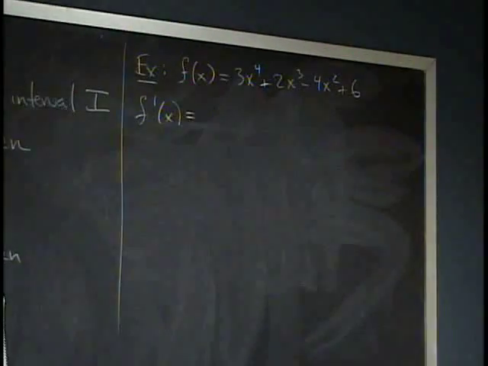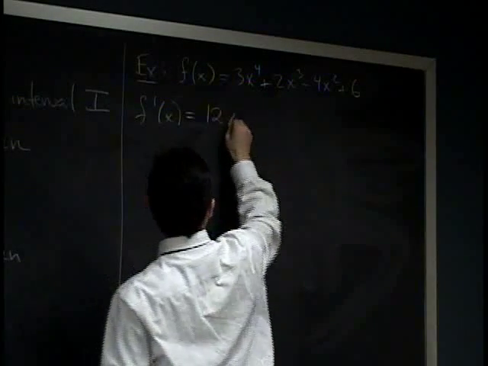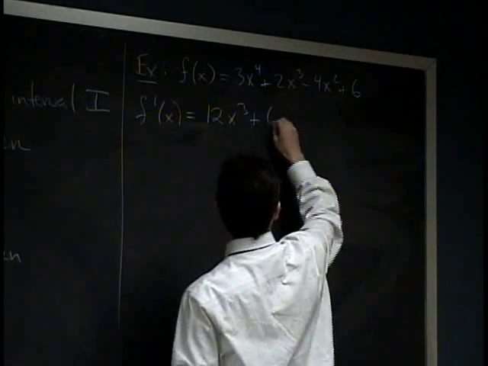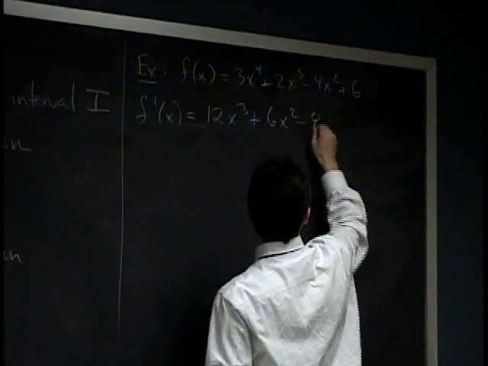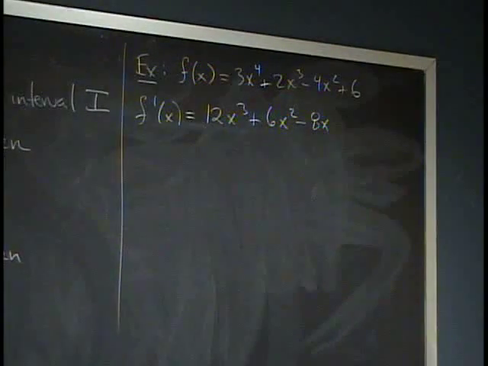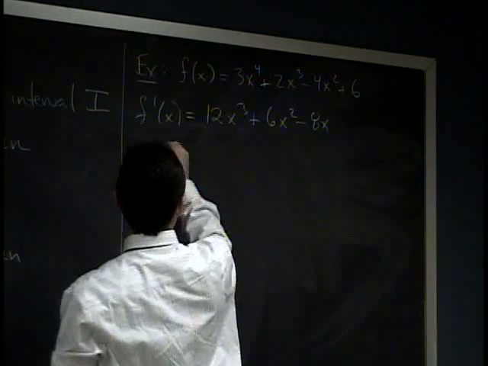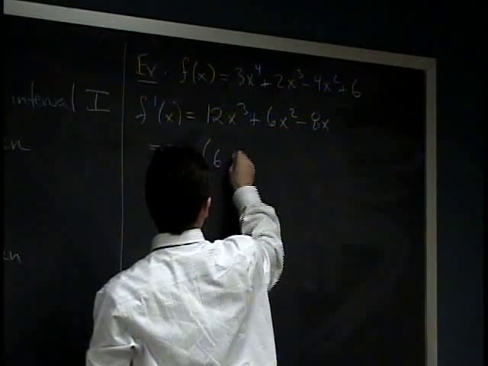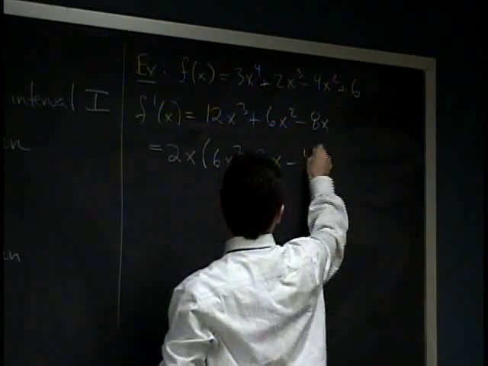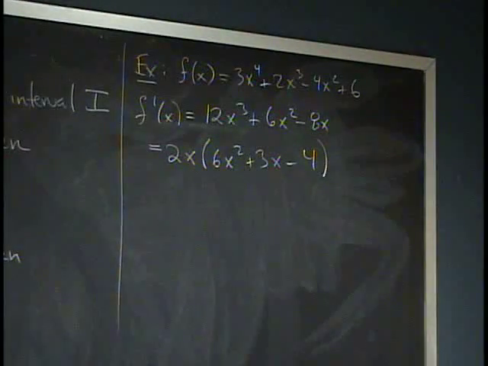All right, tell me the derivative of this. 12x^3. So I need to solve this for 0. Okay, well, there's something good happening here, right? There's an x in every term. And I can probably factor out 2, right? So this is 2x times, I get 6x^2 + 3x - 4.